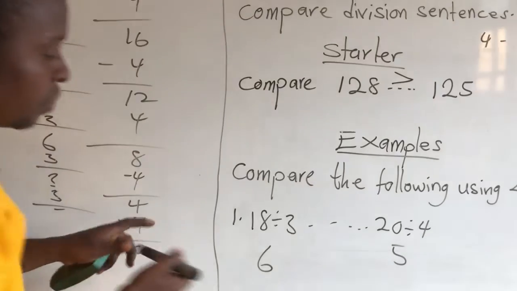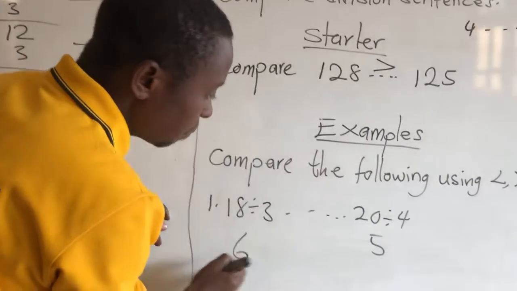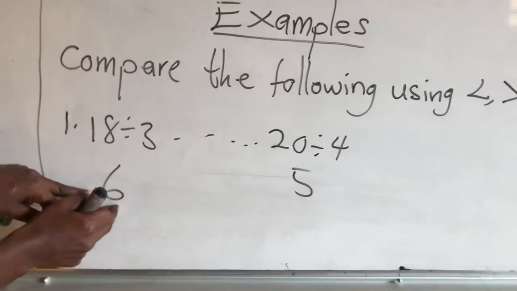Now let's look at 6 and 5. You can see that 6 is bigger than 5.